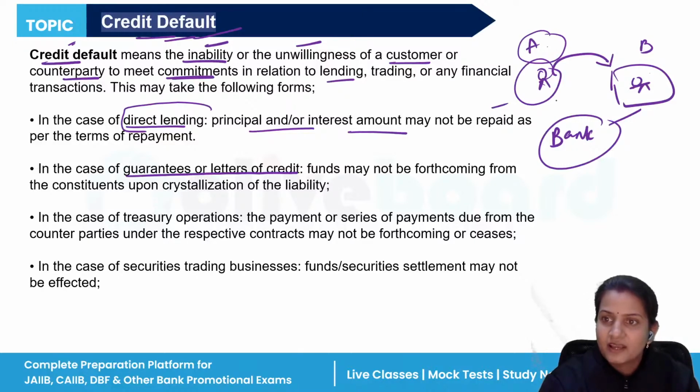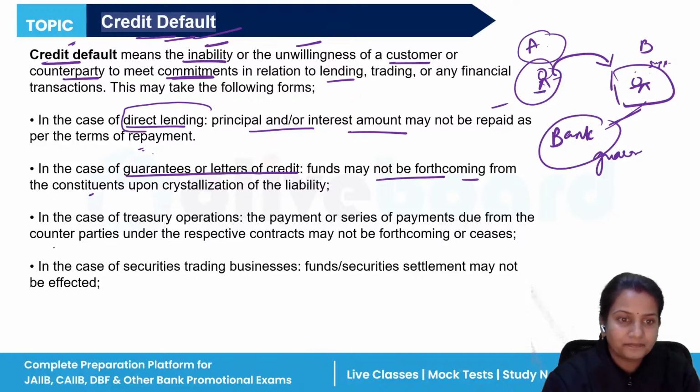But in this case, the bank of A will come and say, okay, lend the money to A. Let's say B is the supplier. If this person does not repay your money, then I will repay your money. So this is what a guarantee is. The bank becomes the guarantor in this case. Now, in case of a guarantee, funds may not be forthcoming from the constituent, the borrower.